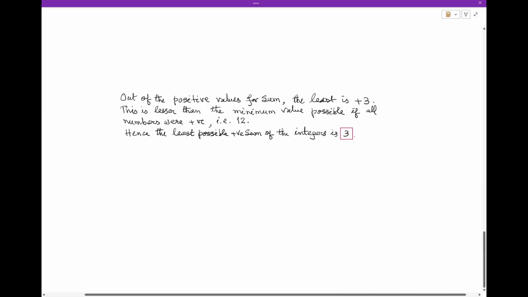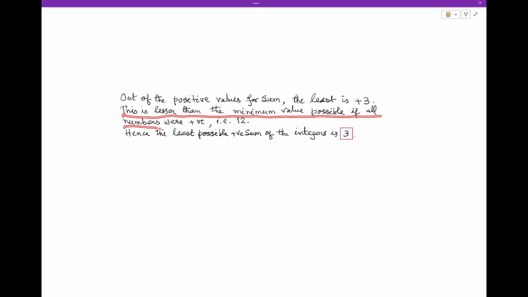Out of the positive values for sum, the least is plus 3. This is smaller than the minimum value possible if all numbers were positive, that is 12. Therefore, the least possible sum of the integers is 3. This is the answer.